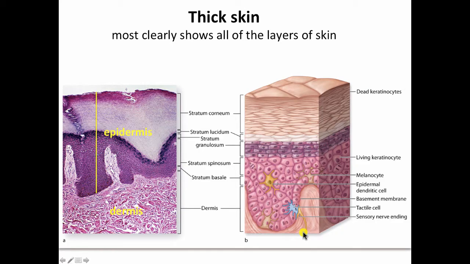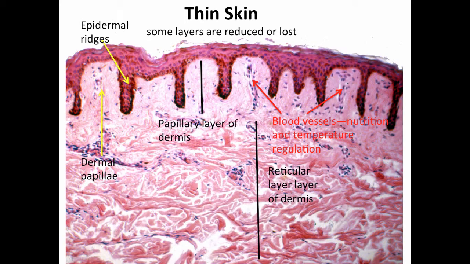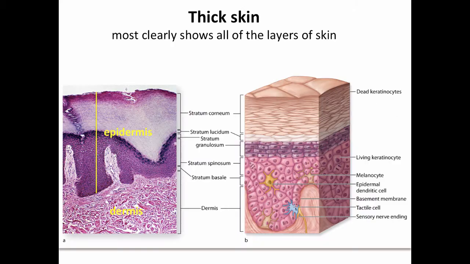Now, skin comes in two general types. There is thick skin, shown here, with a very thick epidermis, which is present on the soles of the feet and the palms of the hands. And then there is thin skin, shown here, with a much thinner epidermis, which is present pretty much everywhere else on the body. And it may be hairy skin, or it may be non-hairy skin.